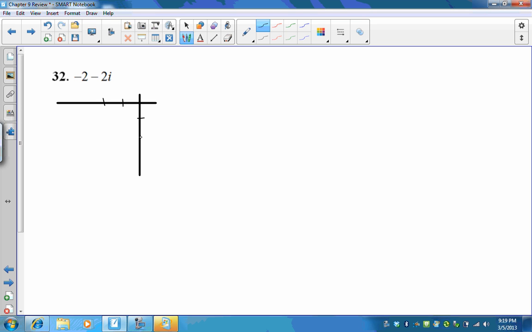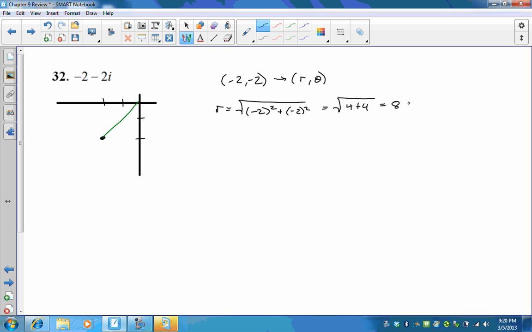And then I've got to convert negative 2, negative 2 into r and theta. I know that r is equal to the square root of x squared plus y squared. That's the square root of 2 squared is 4, plus 4 is 8. And the square root of 8 does clean up to 2 square root of 2. So there's my r.